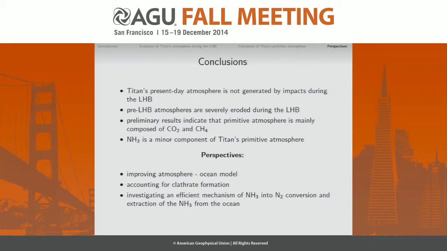So here are our conclusions. Titan's present-day atmosphere is not generated by impact during the late heavy bombardment, and pre-LHB atmospheres are severely eroded during this event. That is the conclusion of our first model. Our preliminary results on a second model indicate that primitive atmospheres are mainly composed of carbon dioxide and methane, and ammonia is a minor component of Titan's primitive atmosphere. As future work, we want to improve our atmosphere-ocean model, take into account clathrate formation, which could change some of our results, and finally investigate the efficient mechanism of ammonia-into-nitrogen conversion. So, thank you.